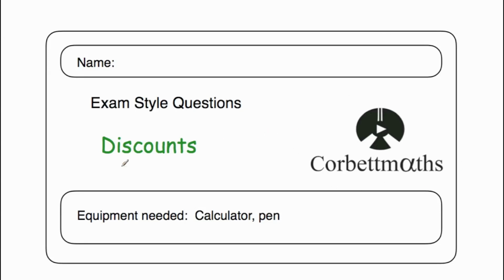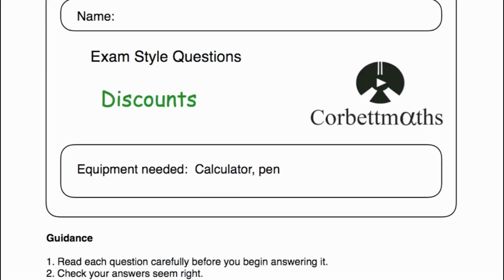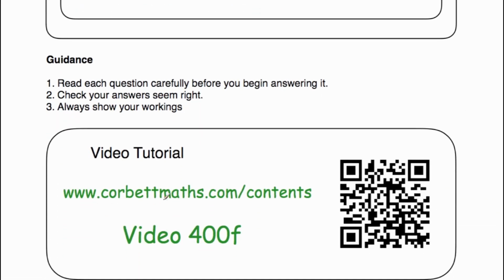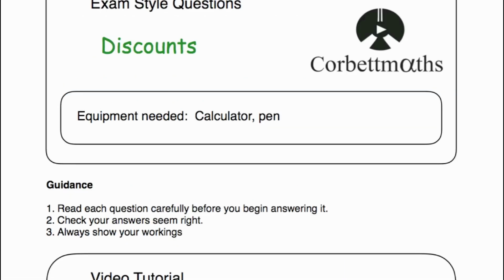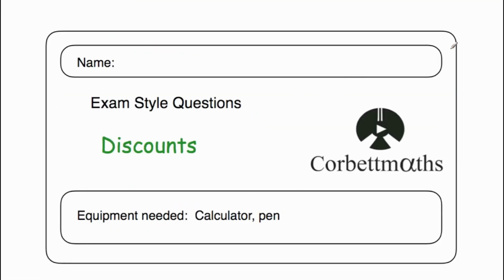In this video we're going to look at the solutions to the discounts practice questions. If you need any extra help on discounts, go to corbettmaths.com and scroll down to video 400F, that's the video tutorial on discounts. Alternatively, you could scan the QR code at the front of this booklet. But in this video we're going to go through the video solutions to the discounts practice questions.